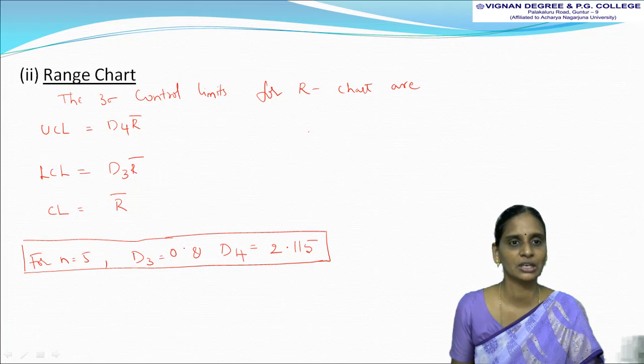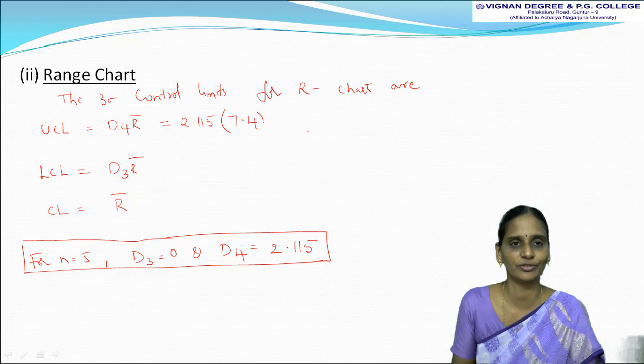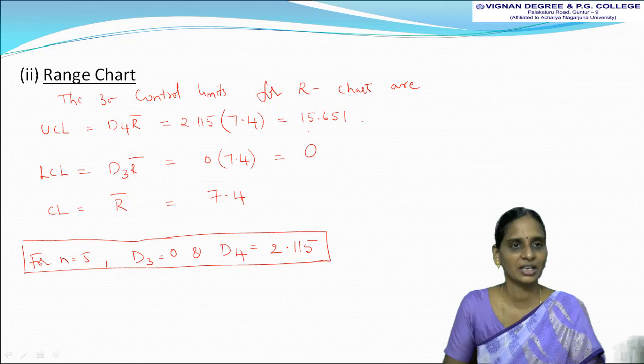Now we have to substitute these values in the control limits formula. Then UCL is equal to the D4 value, 2.115, into the R bar value, which we already calculated, that is 7.4. By the multiplication of these two values we get 15.651, and the value of D3 is 0. 0 into the R bar value, that is 7.4. 0 into anything, we get the value of 0. And CL, that is R bar, this value is 7.4. So these are the control limits for the range chart.